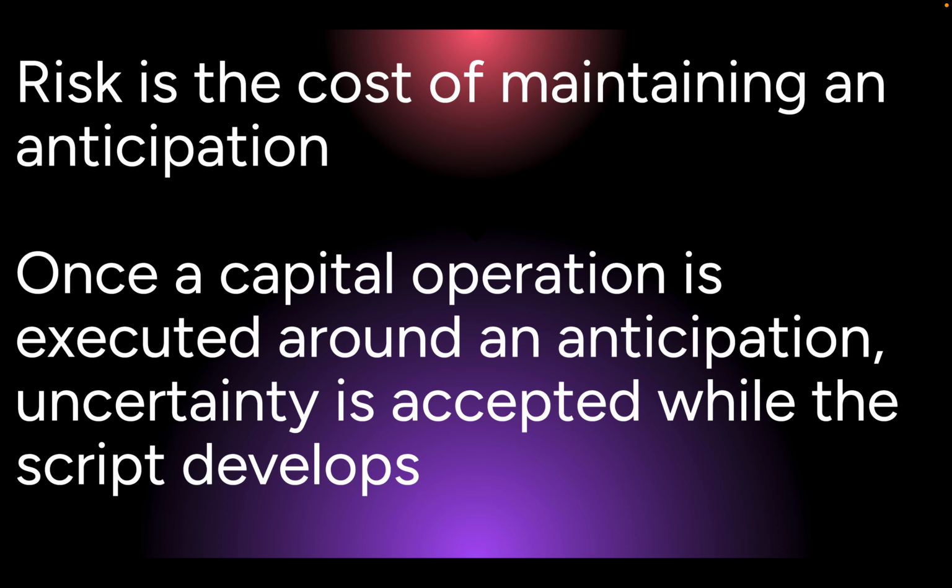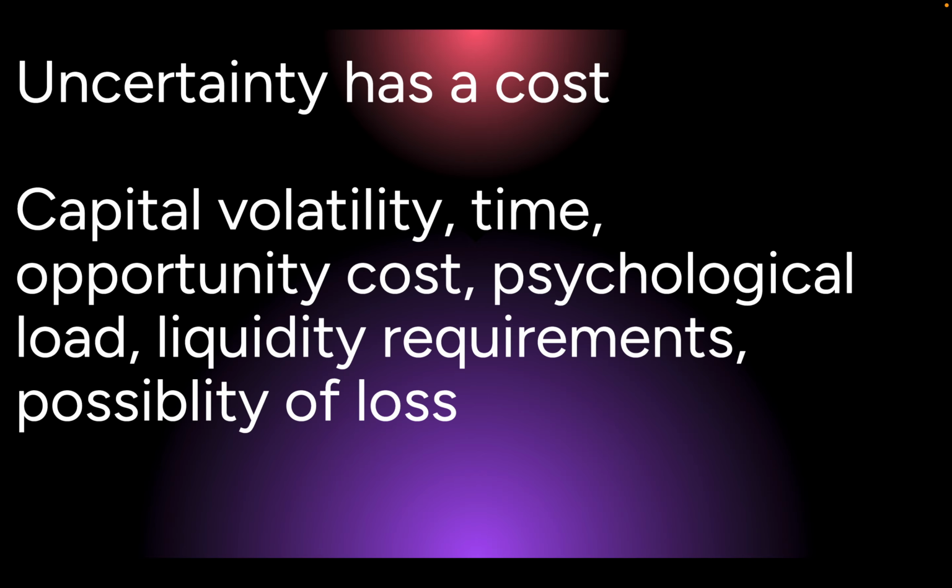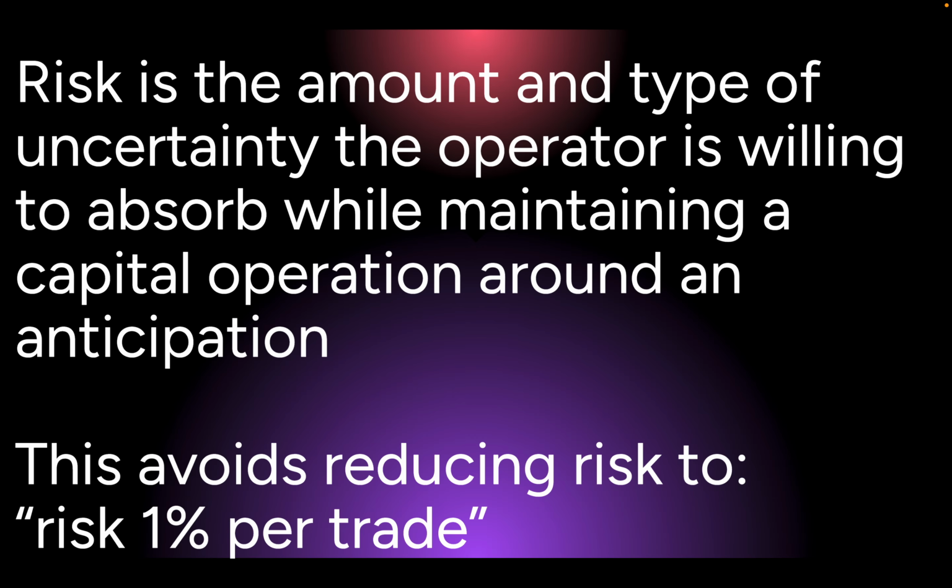Risk is the cost of maintaining an anticipation. Once a capital operation is executed around an anticipation, uncertainty is accepted while the script develops. Uncertainty has a cost: capital volatility, time, opportunity cost, psychological load, liquidity requirements, possibility of loss. Risk is the amount and type of uncertainty the operator is willing to absorb while maintaining a capital operation around an anticipation.